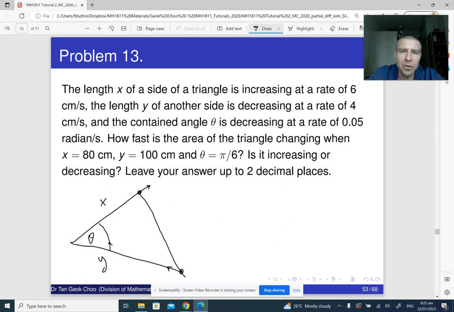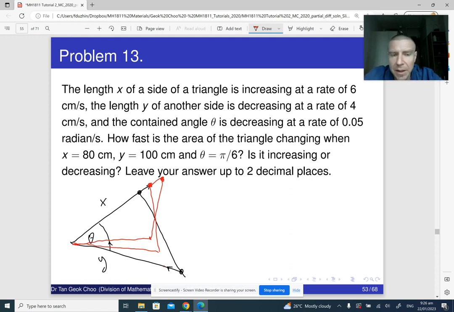So if you try to make a movie out of this triangle, then at the next moment this point would move probably here, this point probably moves here, but since the angle is decreasing, it's probably going to look like this, right? So this is the next snapshot, and then this point moves here, this point moves here, and then the triangle becomes something like this, and so on. I hope you get the idea, right?